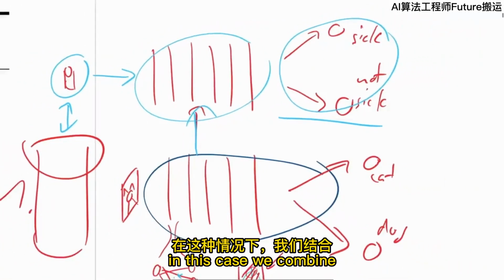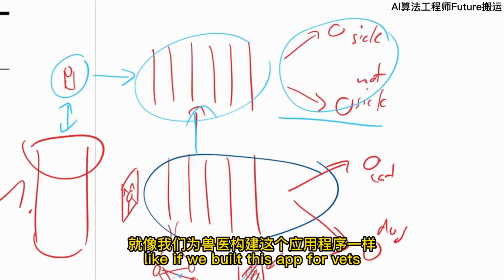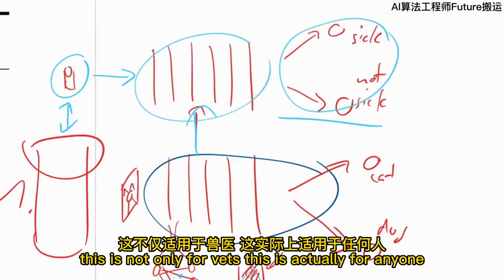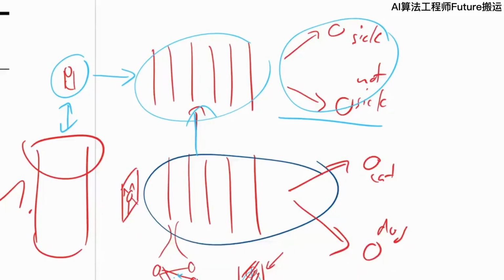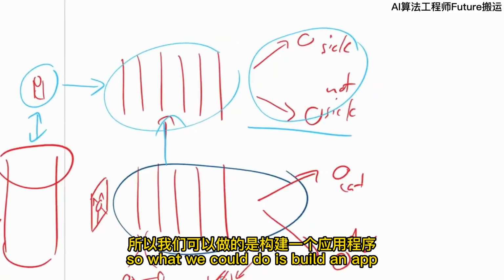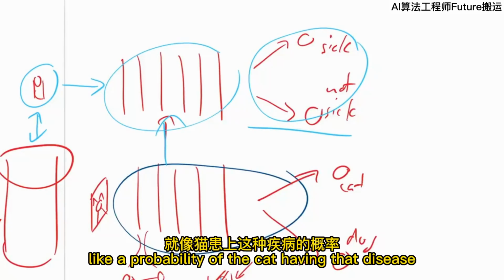Now, in this case, we combine the two. So first, we want to transfer learn, like if we build this app for vets, and then we might say, oh, this is not only for vets, this is actually for anyone who has a cat or a dog at home. So what we could do is build an app where anyone at home could scan their cat, and it would output a probability of the cat having that disease.